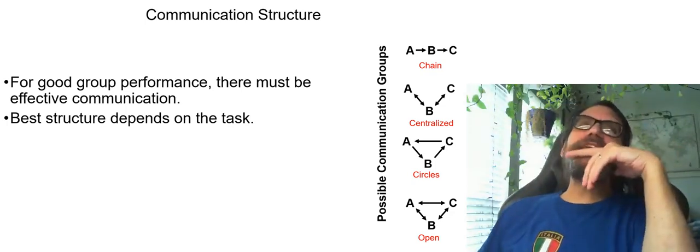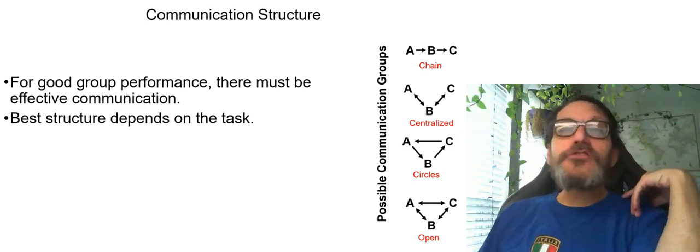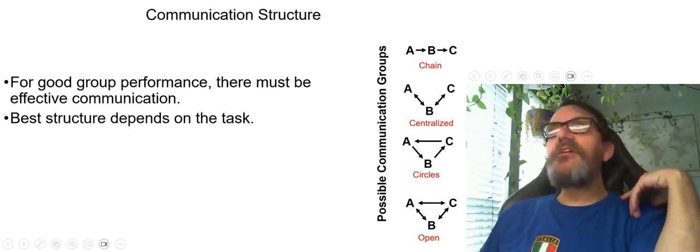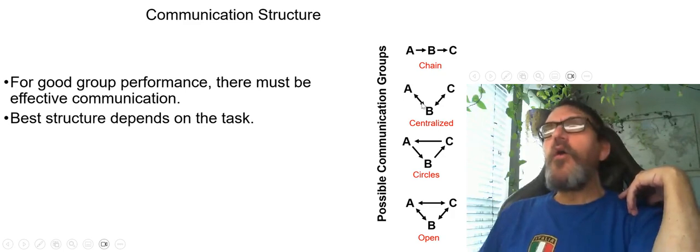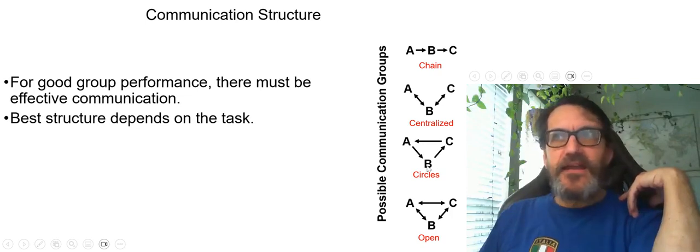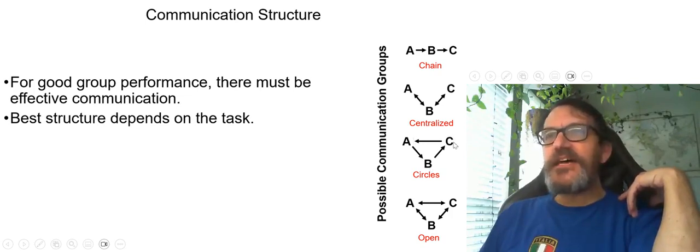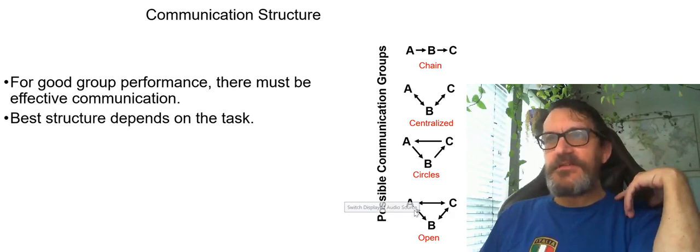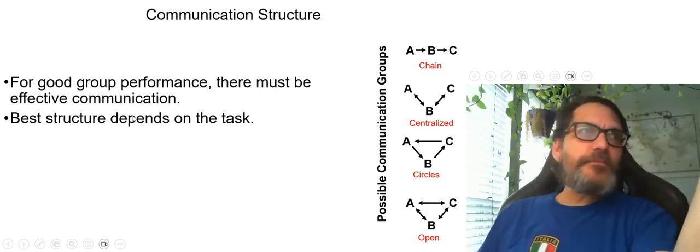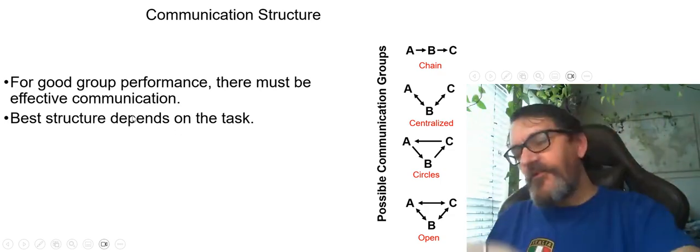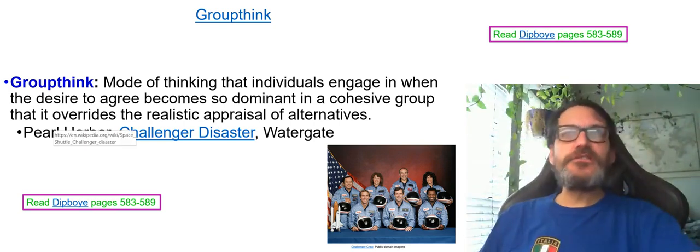Effective groups need to have effective communication structures. Some possible communication structures might be person A tells person B, who tells person C, or A and B communicate and B and C communicate, or maybe A tells B, B tells C, C brings it back, or A and B have this, and so they all have a mutual. And which is the best? It depends on the task. But there are lots of different possible communication structures.